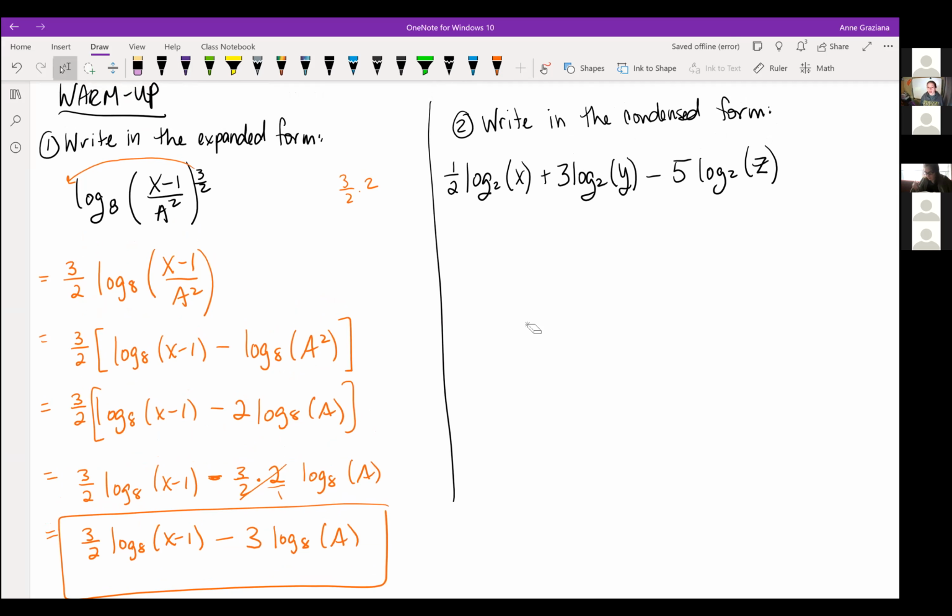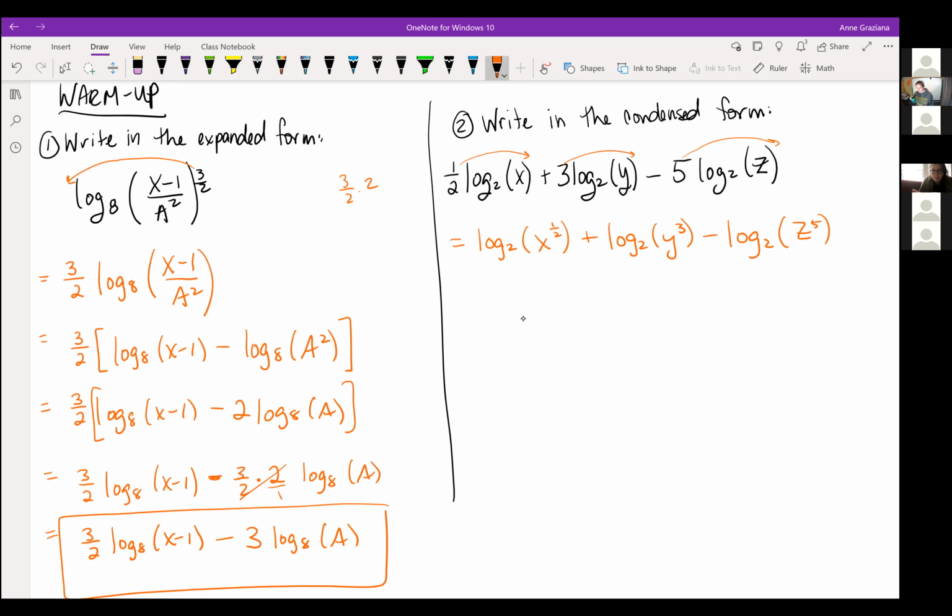All right, now this one, I kind of threw 3 logs at you, but it's okay. We're going to do it, but we're going to do it left to right, okay? But first, the opposite move is to bring your exponents up. So in the first one, we had to bring the exponent down. Now we want to put that exponent back up. So this should be log base 2 of x to the 1/2 plus log base 2 of y to the 3rd minus log base 2 of z to the 5th.